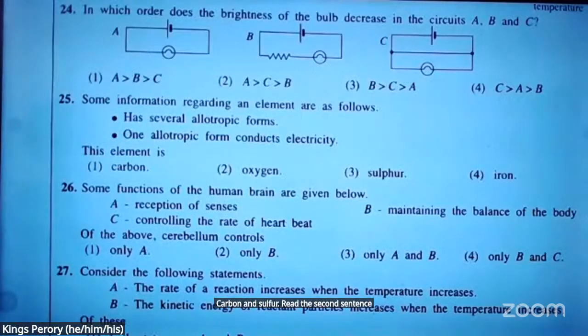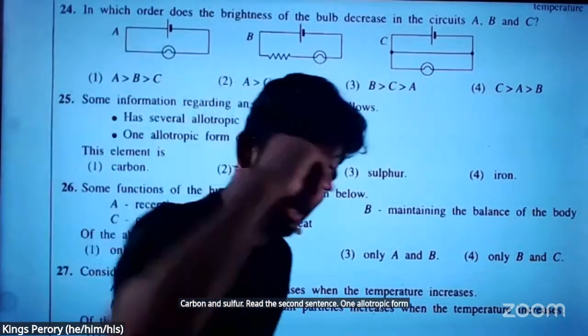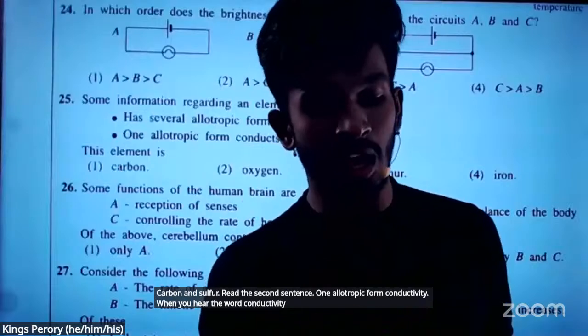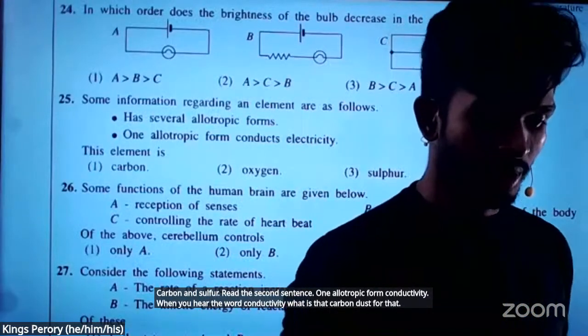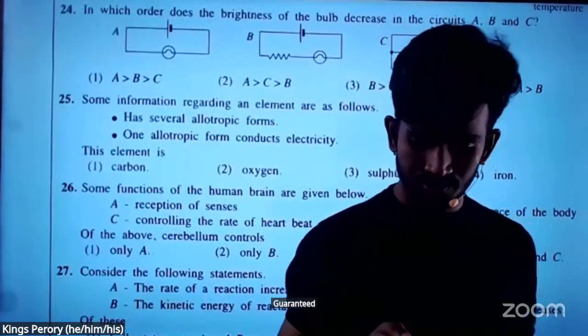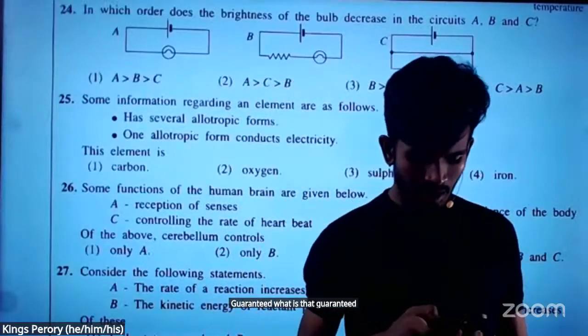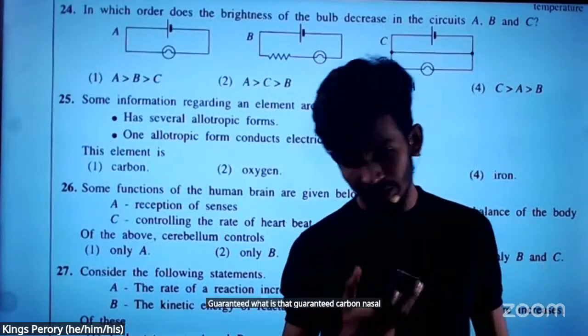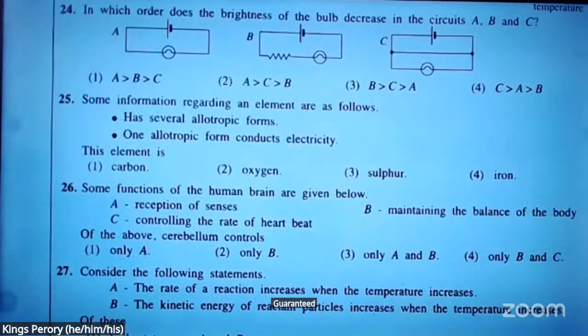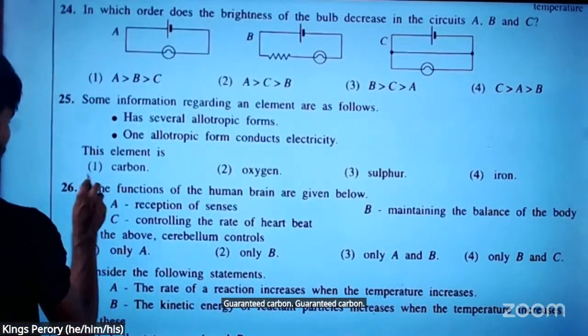Read the second sentence. One allotropic form conducts electricity. When you hear the words conducts electricity, what is that? Carbon or sulfur? Guaranteed carbon. Then your answer is answer 1, carbon.